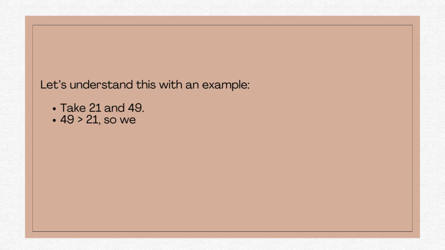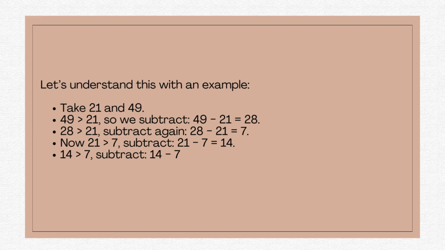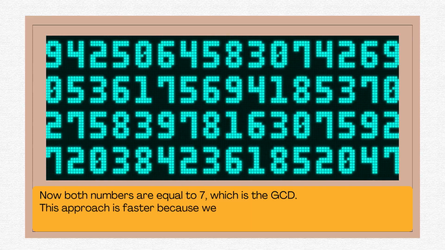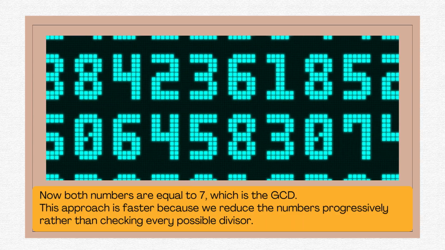Let's understand this with an example. Take 21 and 49. 49 is greater than 21, so we subtract. 49 minus 21 equals 28. 28 is greater than 21, subtract again. 28 minus 21 equals 7. Now 21 is greater than 7, subtract. 21 minus 7 equals 14. 14 is greater than 7, subtract. 14 minus 7 equals 7. Now both numbers are equal to 7, which is the GCD. This approach is faster because we reduce the numbers progressively rather than checking every possible divisor.